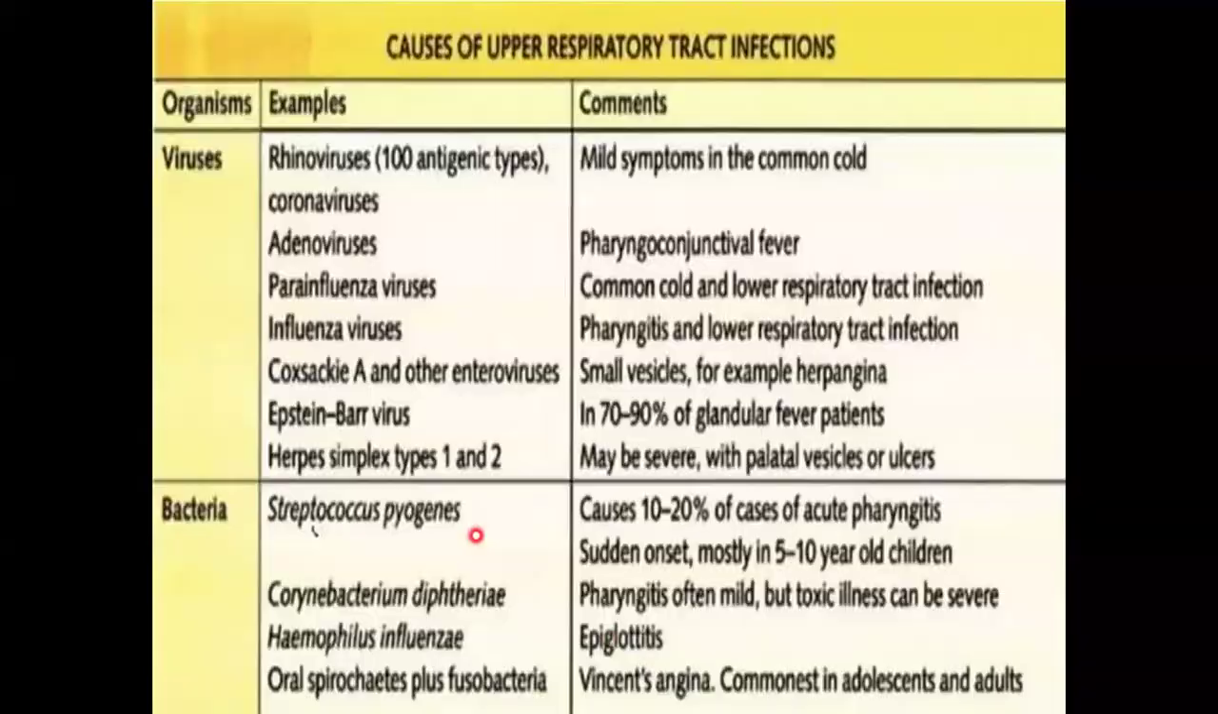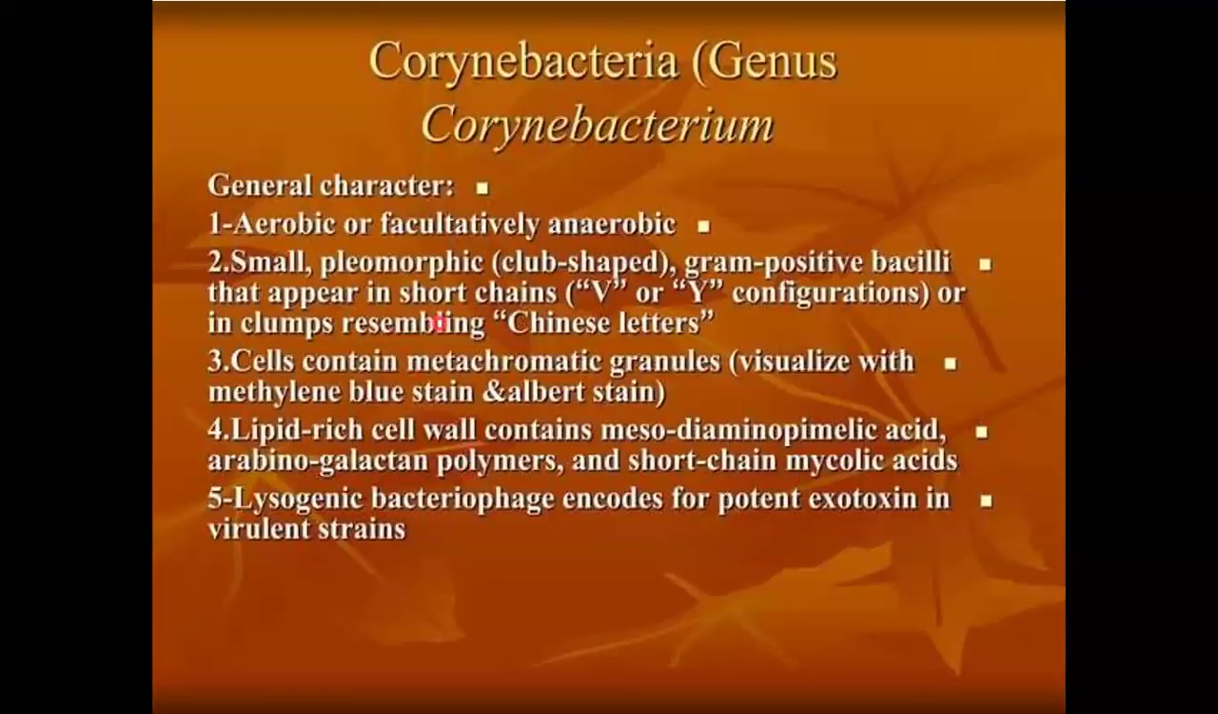Okay. Here are the general characteristics: aerobic or facultatively anaerobic. So it can do with or without oxygen, but most of the time it's aerobic because it usually affects the lungs. So it's mostly an aerobe. Small, pleomorphic, club-shaped, gram-positive bacilli that appear in short chains, V or Y configuration, or clumps resembling Chinese letters.